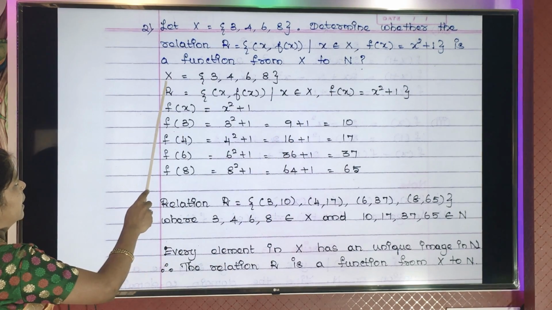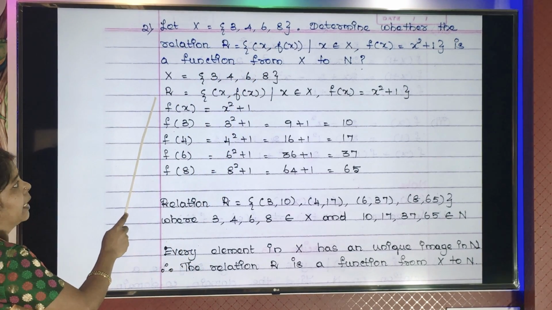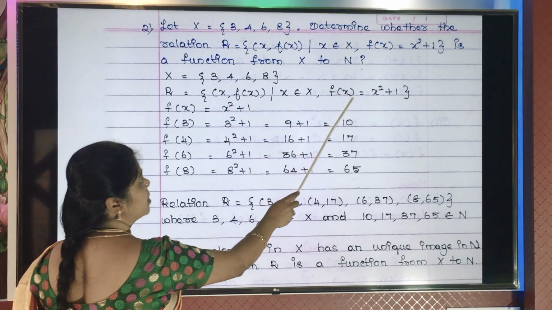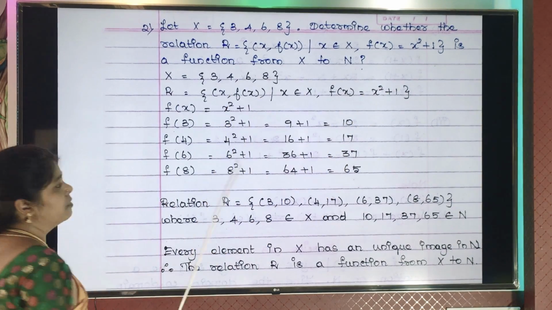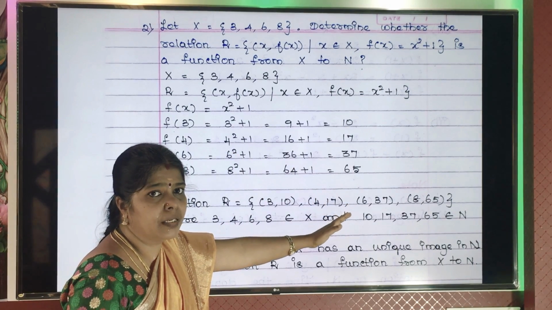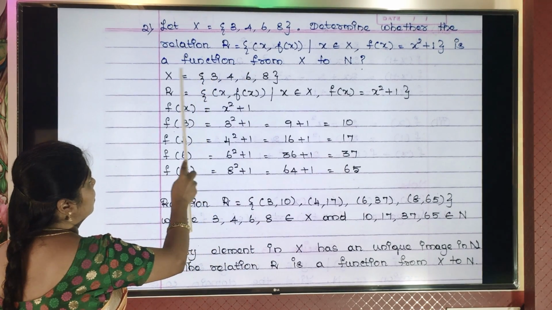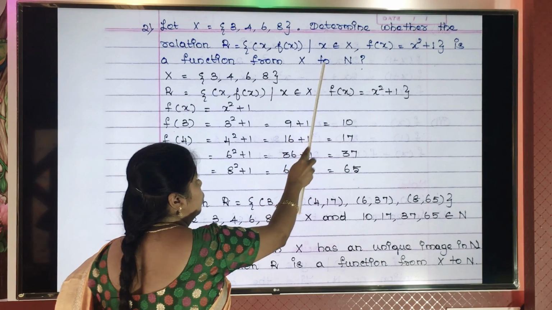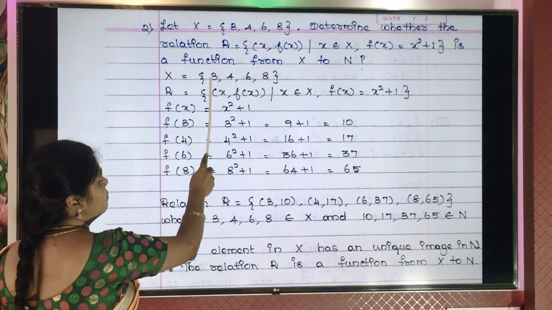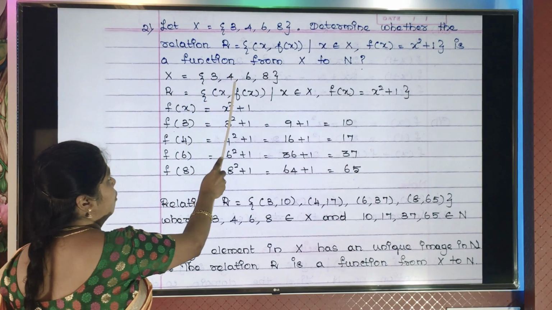Now take and write the set X. What is set X? 3, 4, 6, 8. I am writing it here, and I am also writing the given relation here. Please remember the rule is f of x equals x squared plus 1, which I have written here. Now I have to give the input x so that I will get the output, isn't it? So that is the mechanism of a function. So where is the input? Here, because it is from X to N, x to f of x. So I have to take the x values here because they have given x equal to 3, 4, 6, 8.